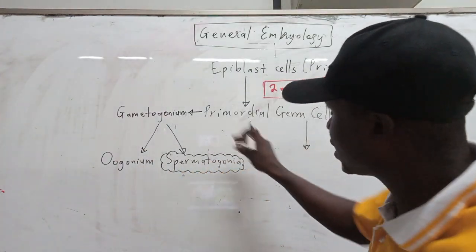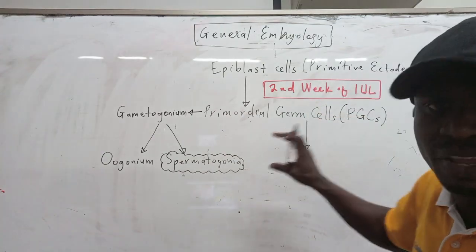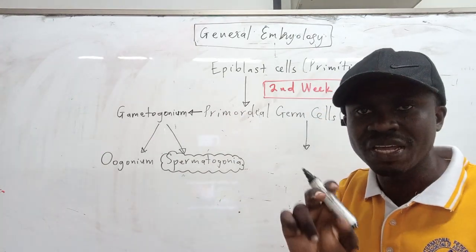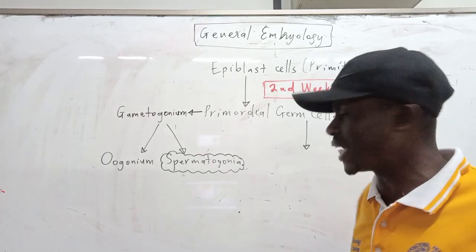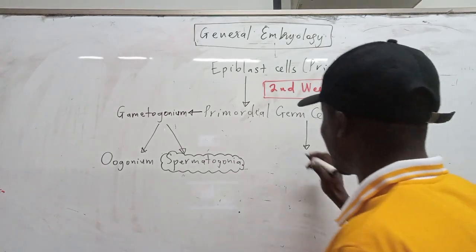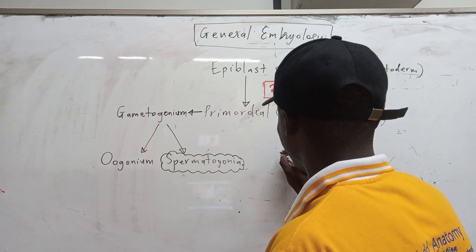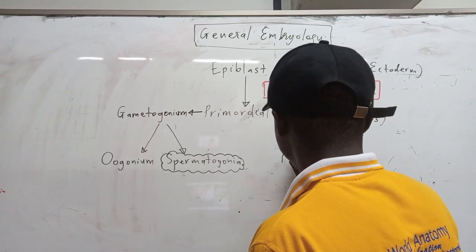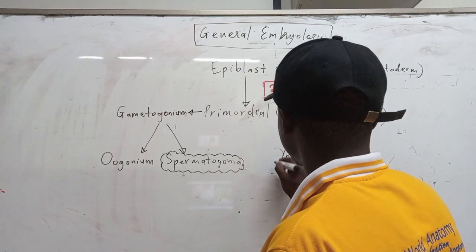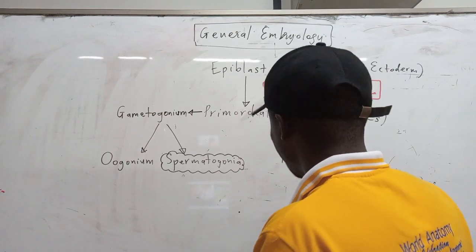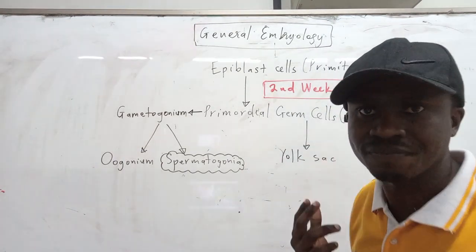So it means that these primordial germ cells, God will have to give them a place to reside in the meantime before the gonads are actually produced. And where are they going to reside in the meantime? My friends, they are going to reside in something we call the yolk sac. They will go and reside in something called the yolk sac.